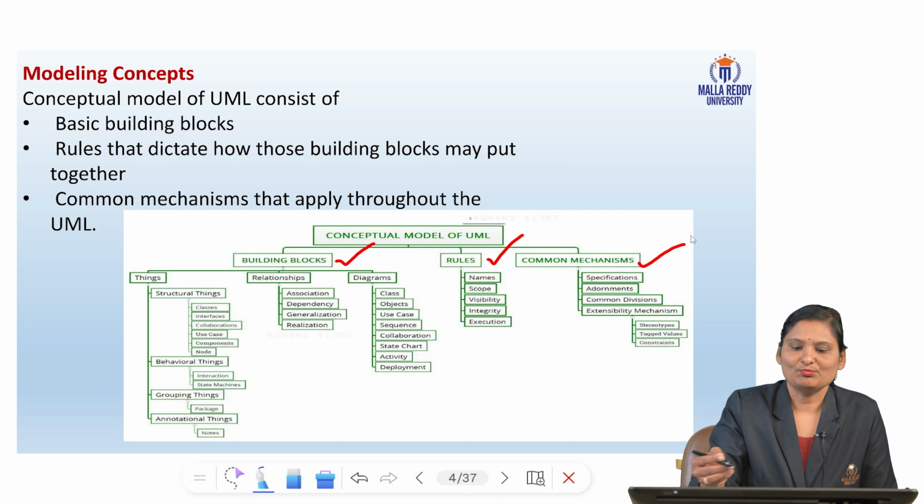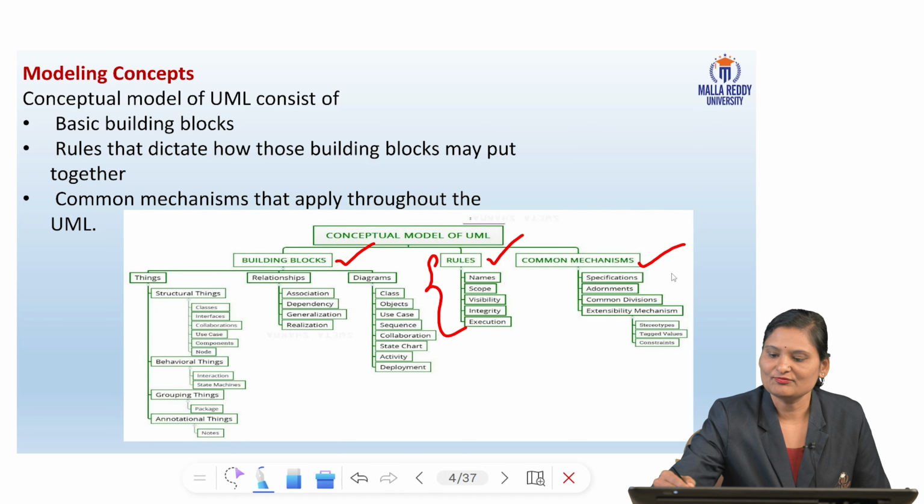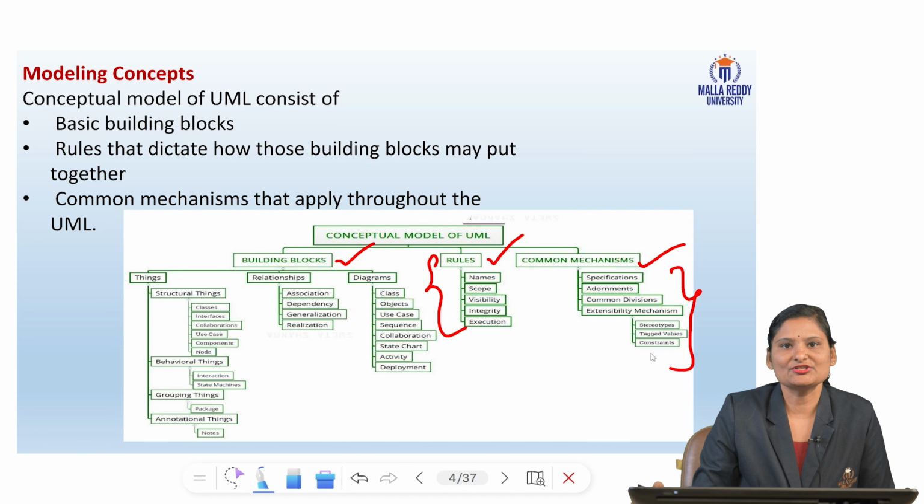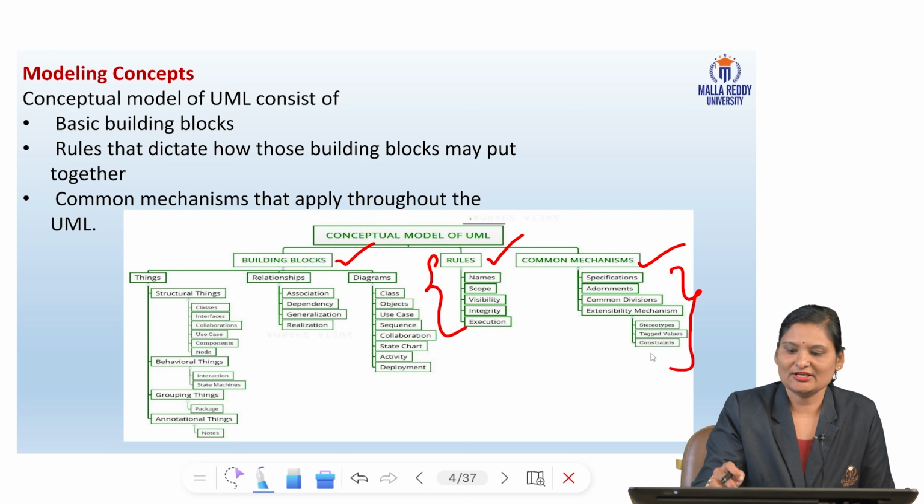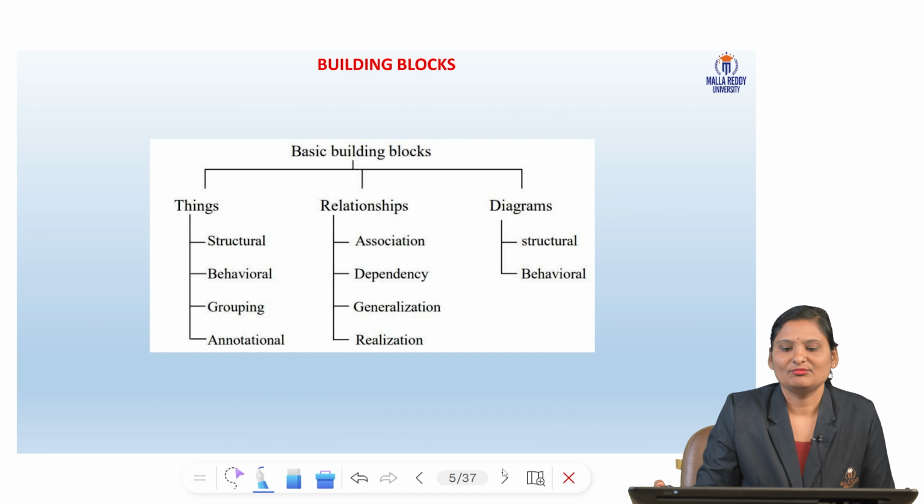But in order to model any kind of design, we follow particular rules. These rules indicate what are the do's and don'ts we need to follow in framing or modeling the concepts. And whenever we go through this Unified Modeling Language, we follow some common mechanisms which already exist and we use them in the building blocks. So today we will deliberately see about the common mechanisms and building blocks.